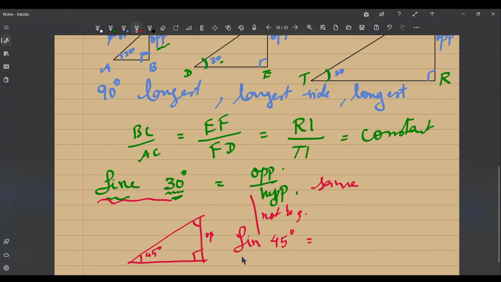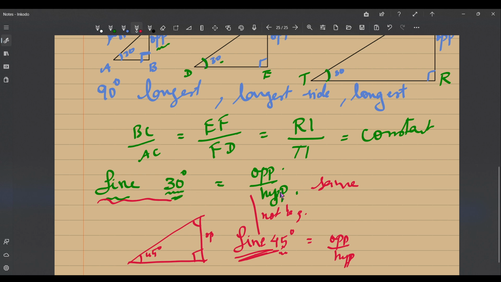And if you compare right triangles of 45 degrees, however big they are, whatever huge in size, they will all be similar. So all of them would be equal to some other ratio, but they will all be equal to opposite by hypotenuse. So sine is nothing but a name given to this ratio, and we always write the angle along with the name because it depends on the angle. If the angle changes, the ratio changes.